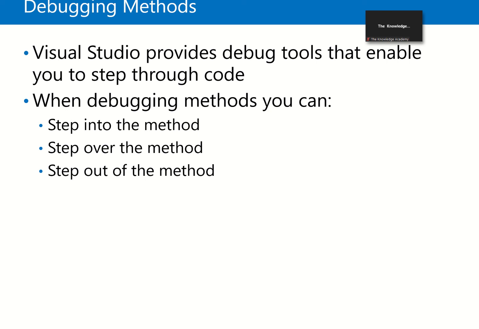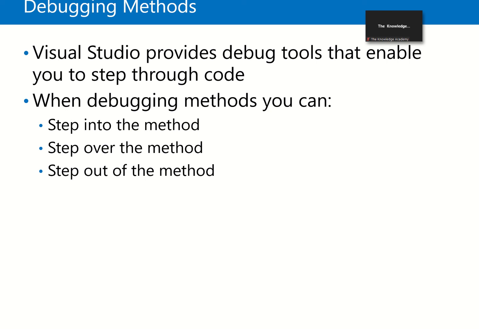So wherever your current position is, step into will execute the current statement. For example, if there's a for loop, it will execute the for loop. If the statement is a method call, for example, it will go into that method and run whatever the method is doing, one line at a time. So that's step into.